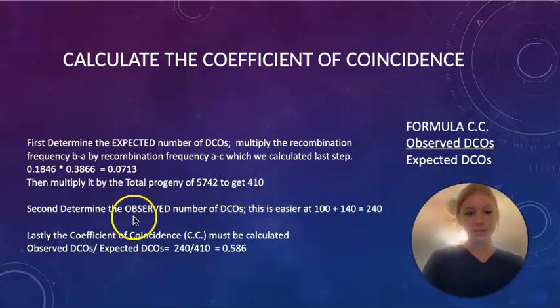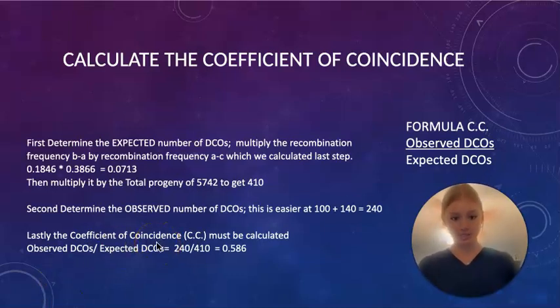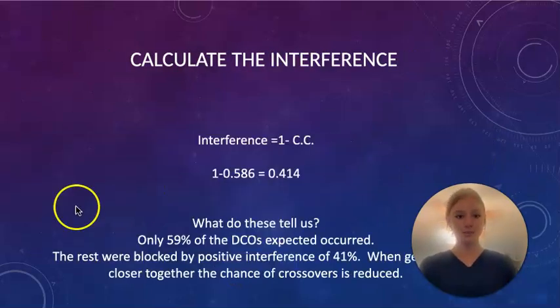The second step is we determine the observed, which is easier. It's 100 plus 140 equals 240. Lastly, the coefficient of coincidence must be calculated. So you do the observed over the expected, which is the 240 we got over the 410, and we get 0.586.